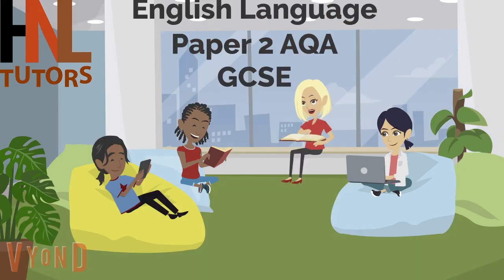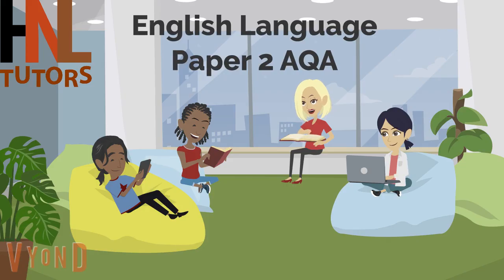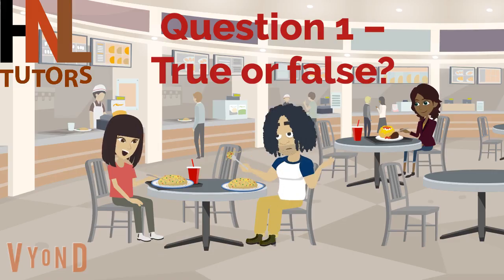Paper 2 Nonfiction. English Language. GCSE. For question 1, you'll be asked to find 4 pieces of information from a specific part of the text.